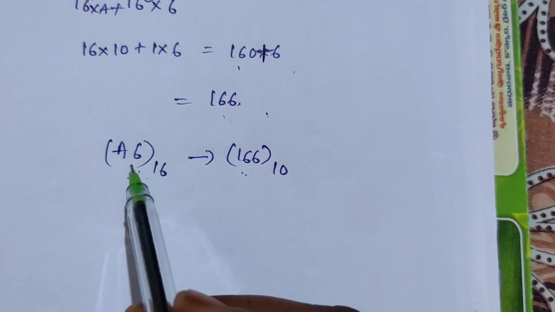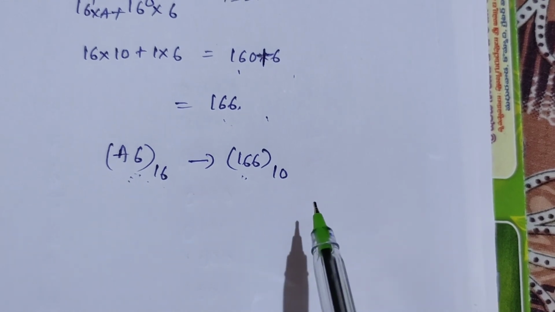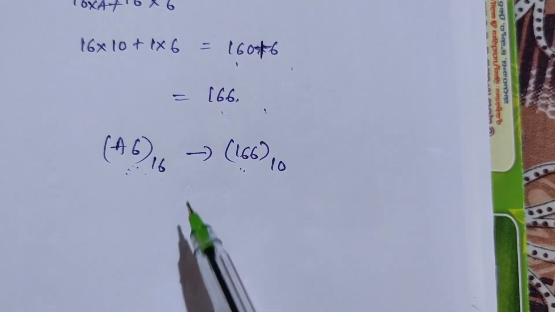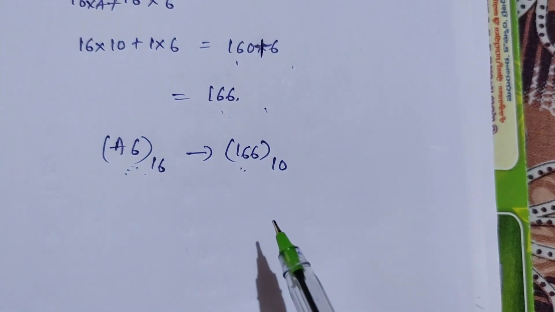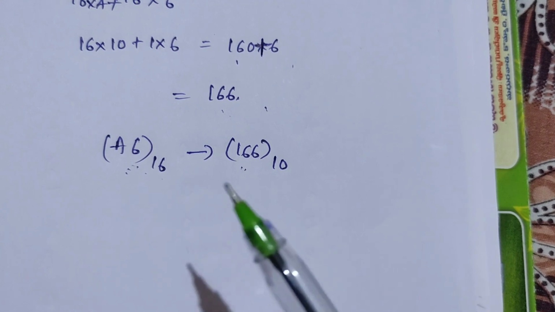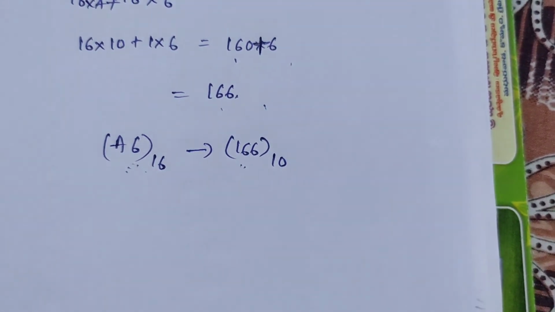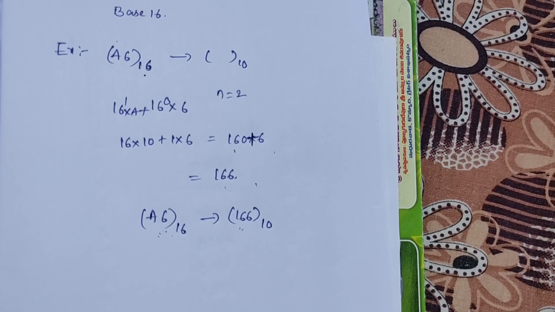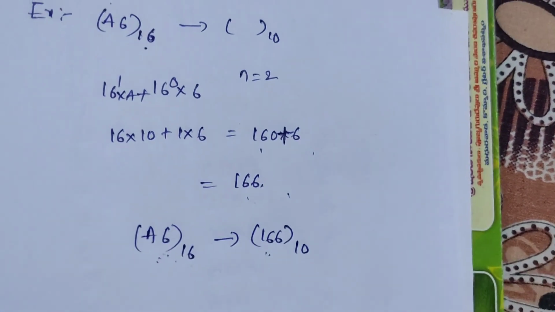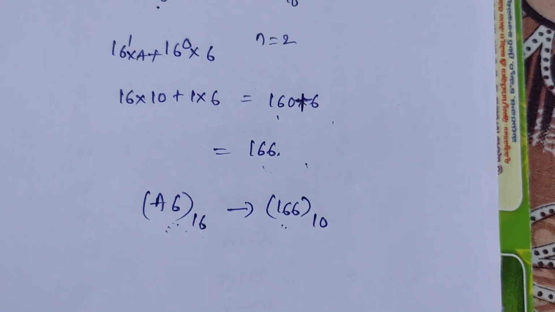So any radix conversion to decimal is done by multiplying the powers of its radix with the corresponding numbers present in that octal or hexadecimal or binary number. In the next class, we will see any radix conversion to decimal. Hope you understood.